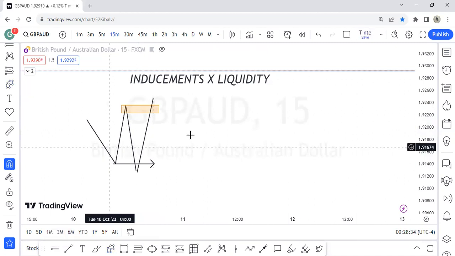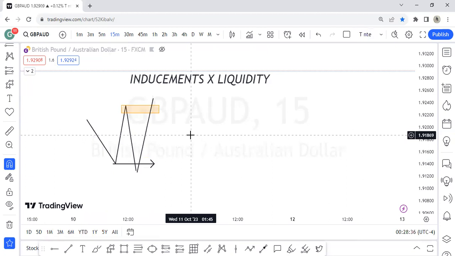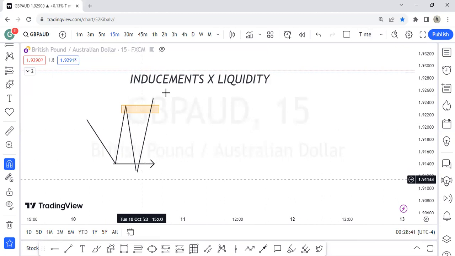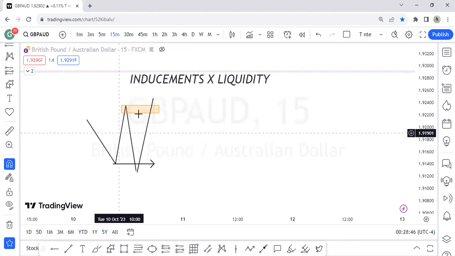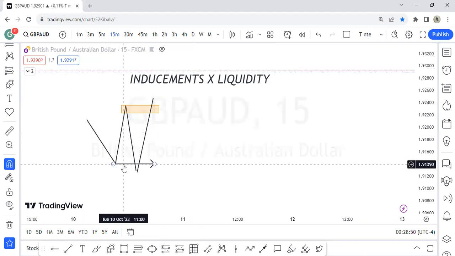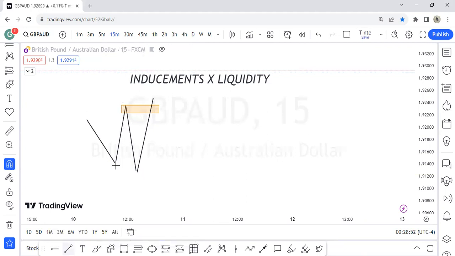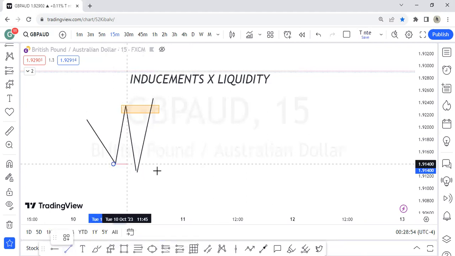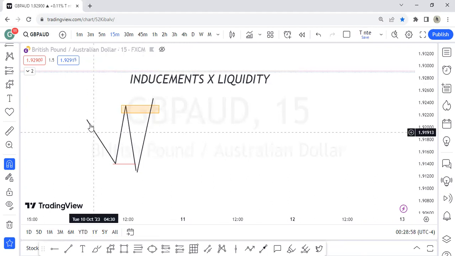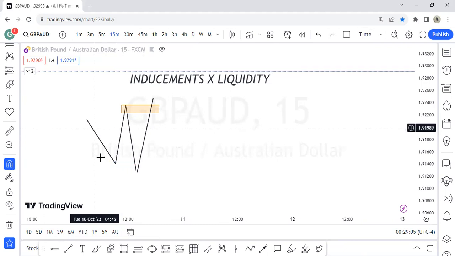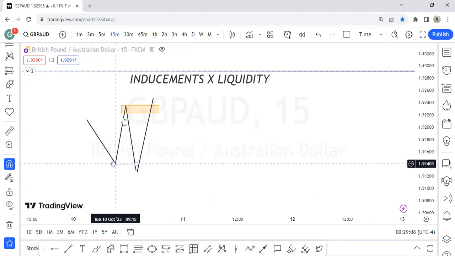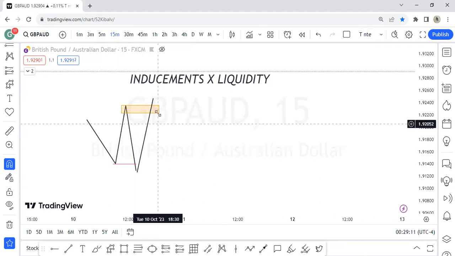So what causes this? This is what an inducement looks like. The market will usually take out a previous low before continuing the overall trend. This is what we call an inducement. That means this low is not a break of structure. This low is an inducement. An inducement is simply that low that is formed before the market goes in the original direction, the low that was taken out before the market continued being bullish.